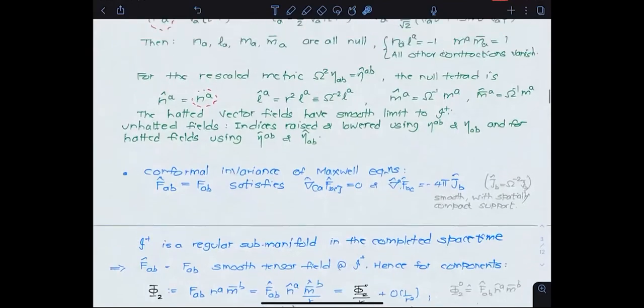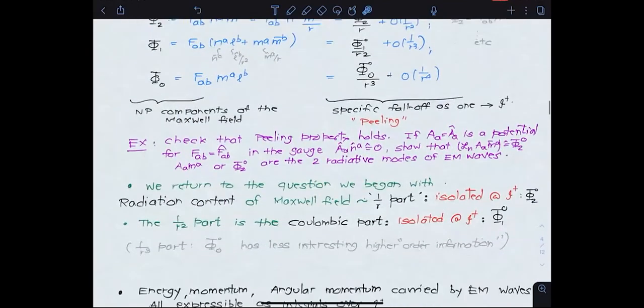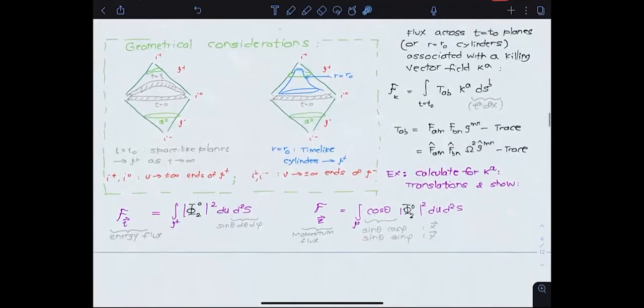It provides us an arena, a place on which to extract gravitational waves, to see if there are gravitational waves or there are no gravitational waves, and to calculate how much energy and angular momentum and linear momentum is carried away by gravitational waves. So that is what we will do next time.